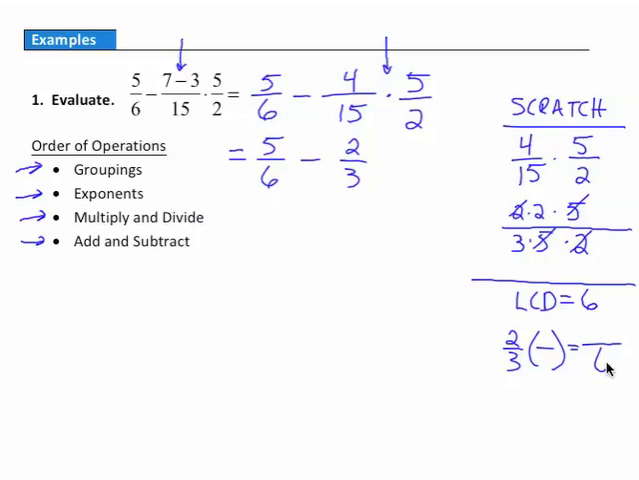So I'm going to build that into a like fraction with a denominator of 6. My missing multiplier is 2, since 3 times 2 is going to give me the correct denominator of 6. So I multiply the top by 2. 2 times 2 is 4.